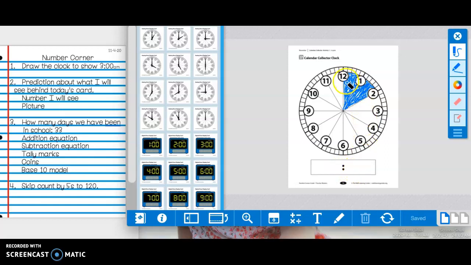Today we are making 3 o'clock a.m. So we've gone 1 a.m., 2 a.m., 3 a.m. Again, draw the clock and write the time, 3 o'clock a.m. Press pause if you need more time.